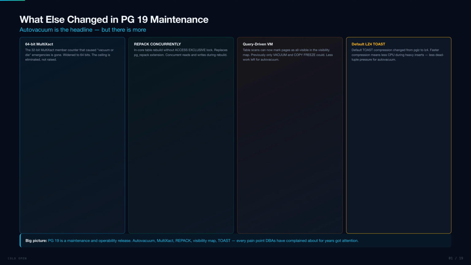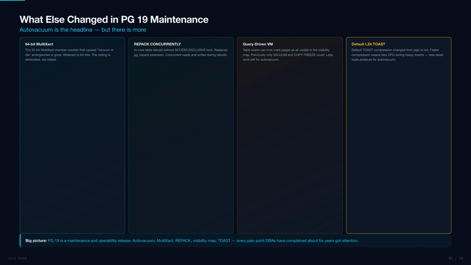Autovacuum is the headline, but PG19 is a maintenance and operability release. 4 more changes worth knowing. 64-bit multixact. The 32-bit counter that caused vacuum-or-die emergencies is gone. Widened to 64 bits. REPACK CONCURRENTLY. In-core table rebuild without access exclusive lock. Replaces the pg_repack extension. Concurrent reads and writes during rebuild.